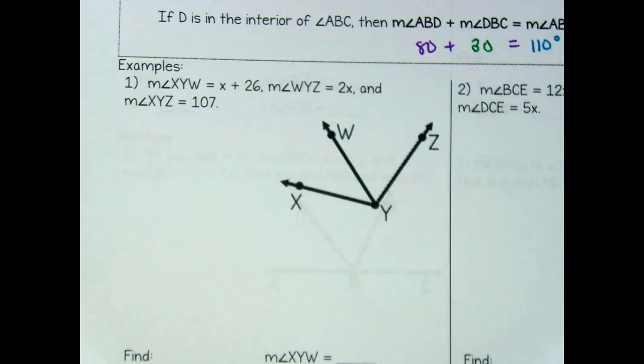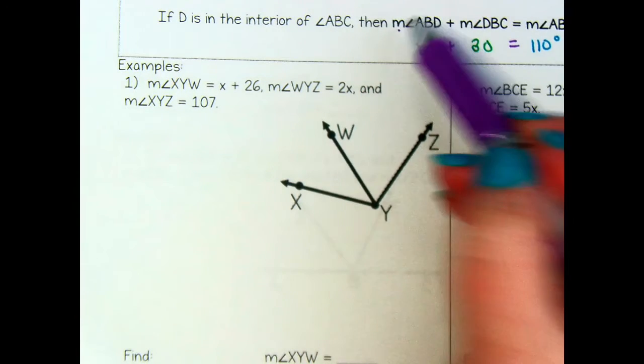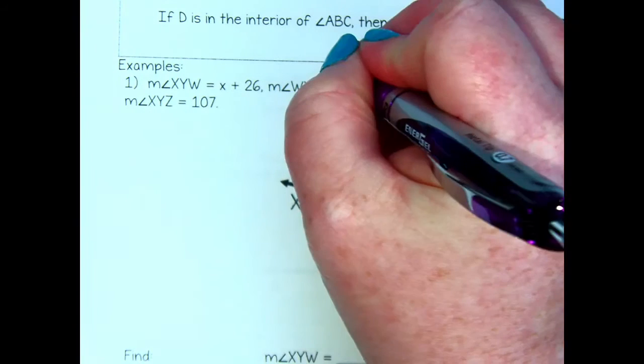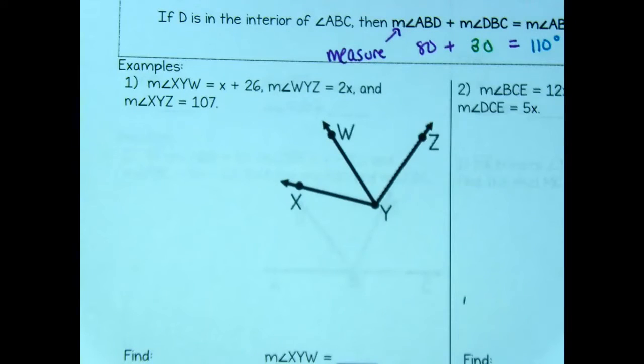And at this point, everyone's like, why are there M's? What is all this gobbledygook? I am so confused. So the M in front just stands for measure. That means that we are looking for a number specifically.